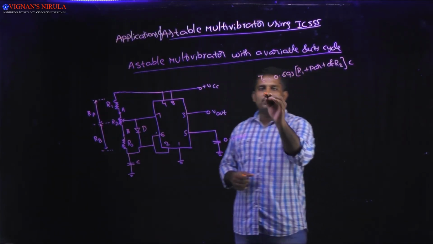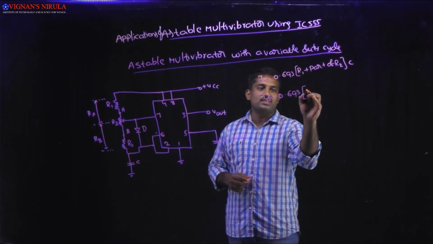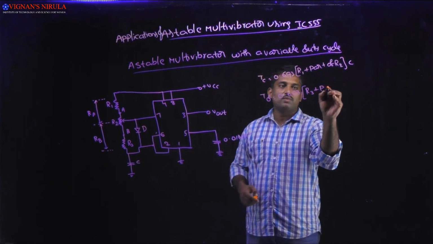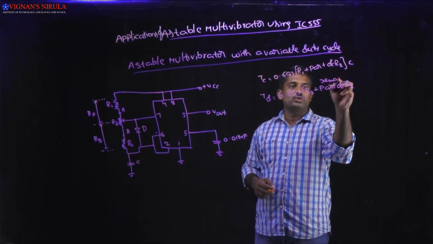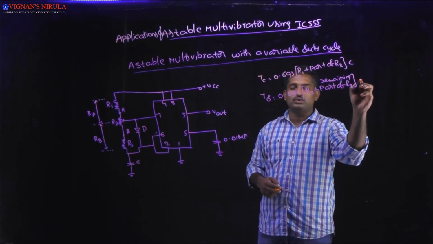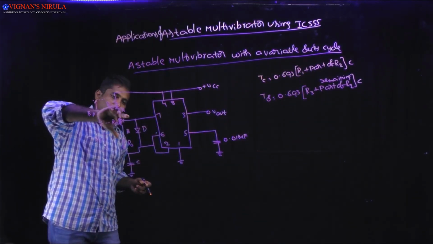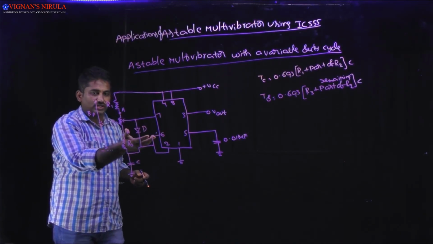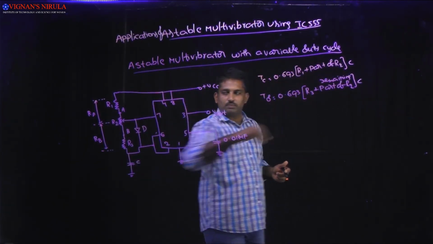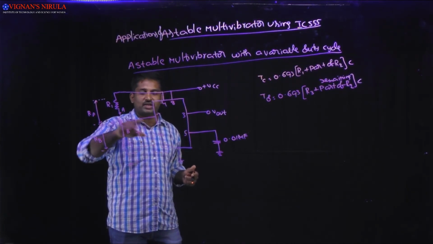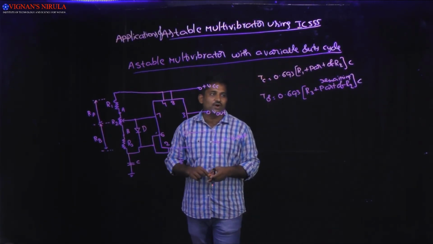And what about the discharging time period? The discharging time period is equal to 0.693 into R3 plus the remaining part of R2, into C. While it is charging, the path is R1 plus part of R2 and the diode. Here I am not mentioning the diode, don't get confused about that. So TC is 0.693 into C into R1 plus part of R2 for the charging time period, and TD is equal to 0.693 into R3 plus the remaining part of R2, into C.